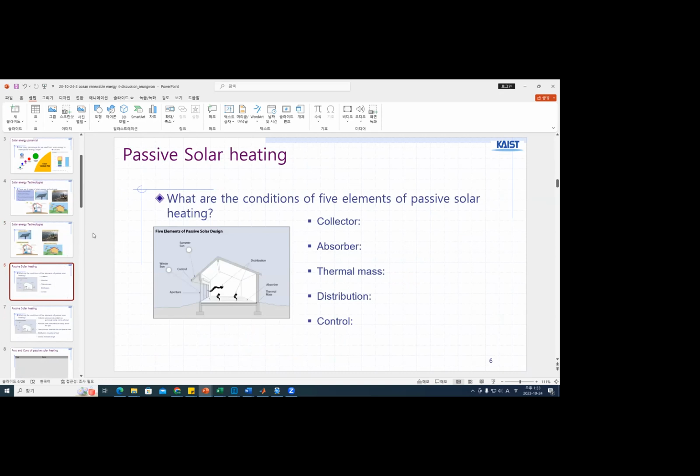So I will move to the passive solar heating. If you see the picture on the left side, there are 5 elements of passive solar heating. The first one is the collector part, the second is the absorber part, and the third one is thermal mass, and distribution and control part. So is there any opinion on what conditions these 5 elements should have?